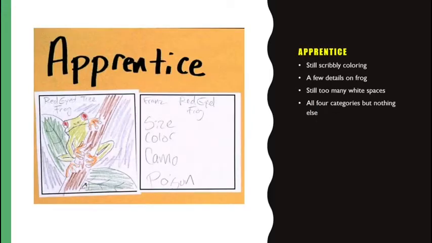So let's look at an apprentice level. An apprentice level card still has some scribbly coloring, but at least there's some differences. It's a little bit neater. There's a few details on the frog, like we changed the color of the hands, but there's still too many white spaces. And all 4 of the categories are written on the back of the card, but really nothing else. So this is still not the best.